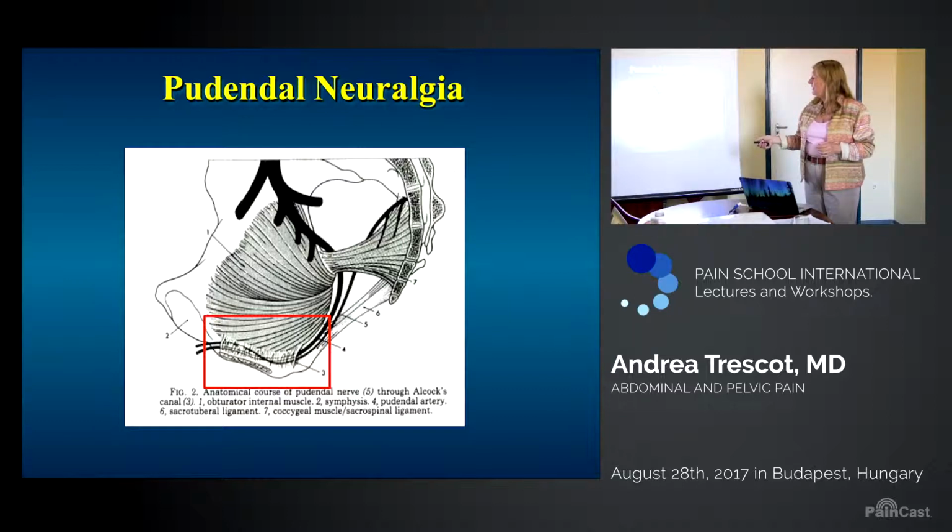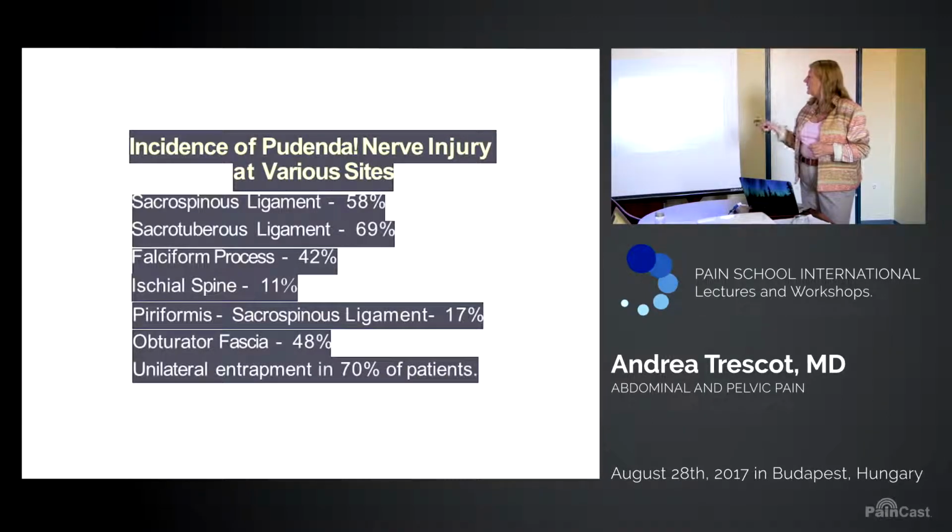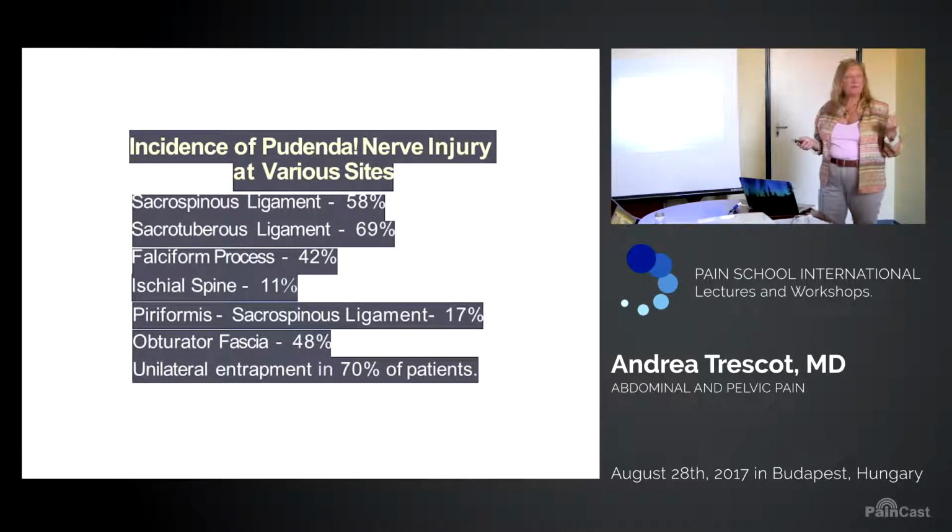Here, the obturator internus muscle, the symphysis pubis, and the sacrotuberous and sacrospinatus ligaments. So there are several places where it could be injured: sacrospinous, sacrotuberous, the falciform process, which is that very broad attachment of the sacrotuberous ligament onto the sacrum, onto the ischium at the ischial spine, the piriformis, sacrotuberous ligament, obturator fascia, and 70% of the patients will have only a unilateral entrapment.